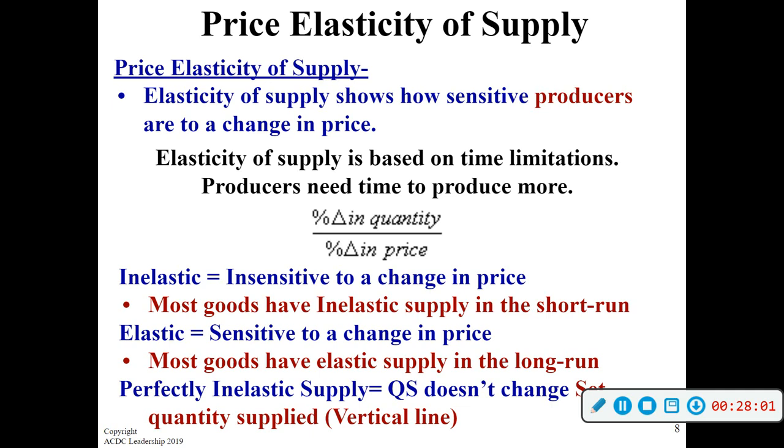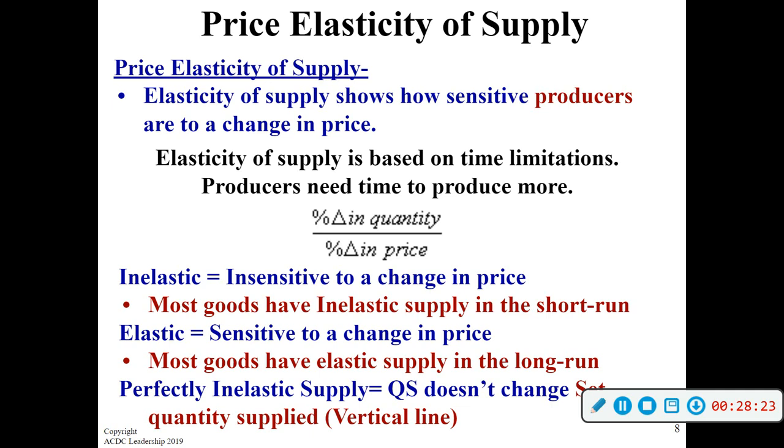We know it's how responsive producers are. The formula is the exact same. Percent change in quantity divided by percent change in price. Inelastic supply means that they are not very responsive to a change in price. Elastic means they are. Since most goods have an inelastic supply in the short run versus the long run.